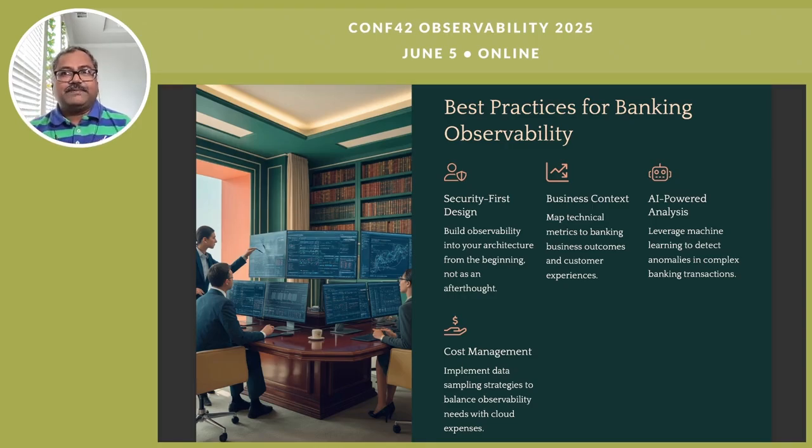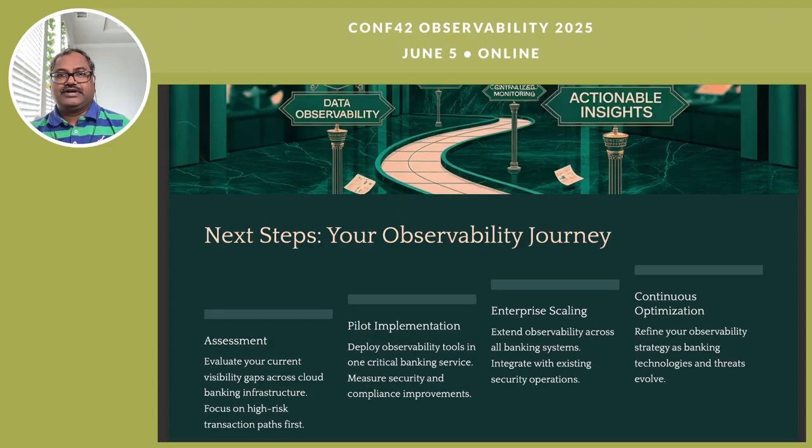A lot of AI powered analysis tools are available. Let's leverage them. Leverage machine learning to detect anomalies in complex banking transactions. At the same time, we should be focusing on cost management. Let's implement data sampling strategies to balance observability needs with cloud expenses. And finally, look at the next steps, how the observability journey goes.